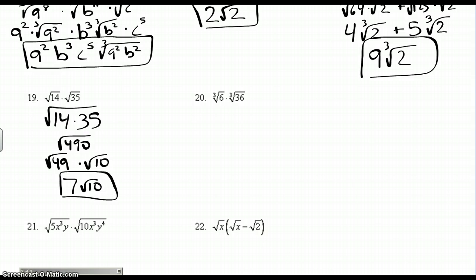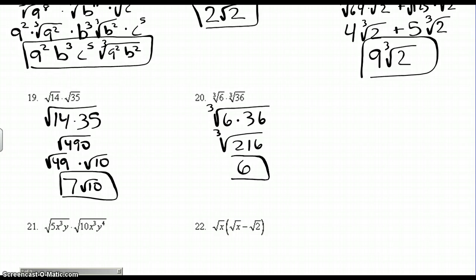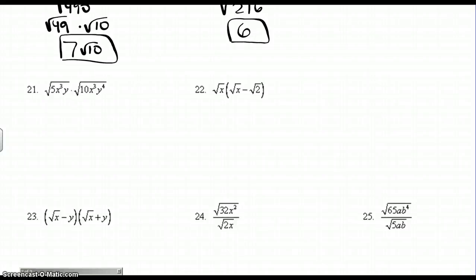Number 20, same idea. I can combine them underneath because they're both cube roots. So 6 times 36. This gives me 216. And the cube root of 216 is actually a perfect cube, which is just 6. Okay, moving on to 21. Same idea, as long as they're the same root. So in this case, they're both square roots. So I can combine them underneath the square root. 5 times 10 gives me 50. X to the 3rd times x to the 3rd gives me x to the 6th. And y times y to the 4th gives me y to the 5th.